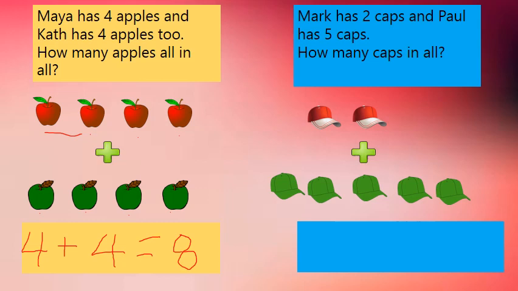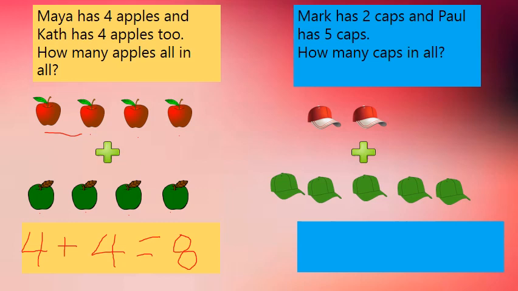Now, I want you to proceed to the next problem. Mark has 2 caps and Paul has 5 caps. How many caps in all? So let's add together the two given numbers. We have 2 and 5. Okay, can you do it on your own? I'm going to give you a minute to do it.